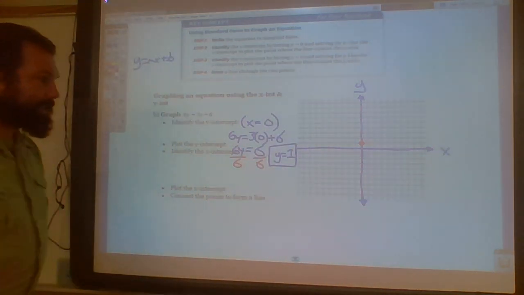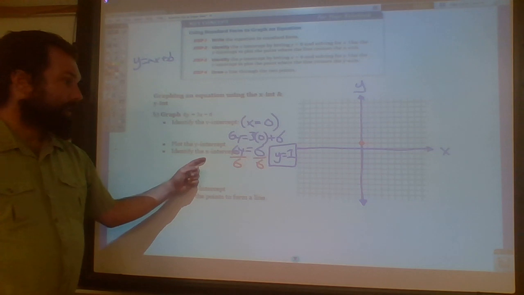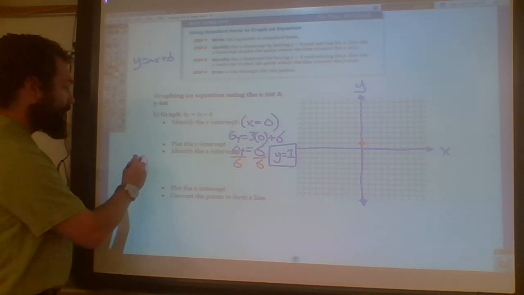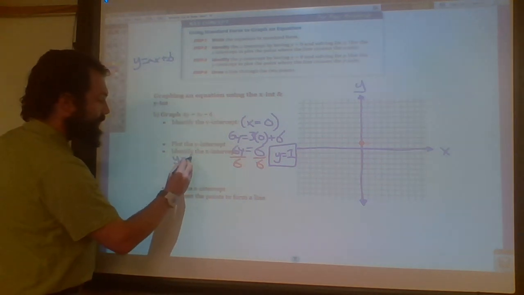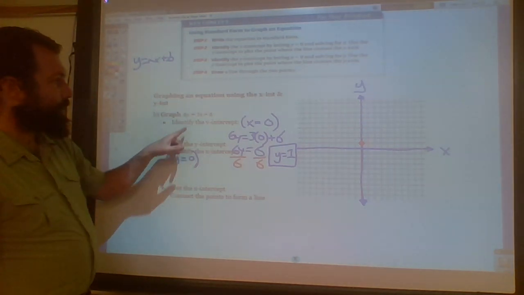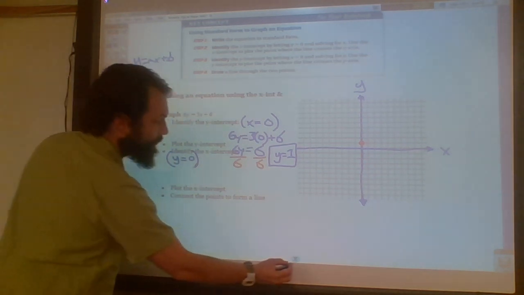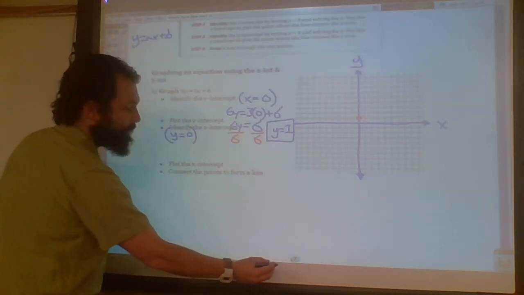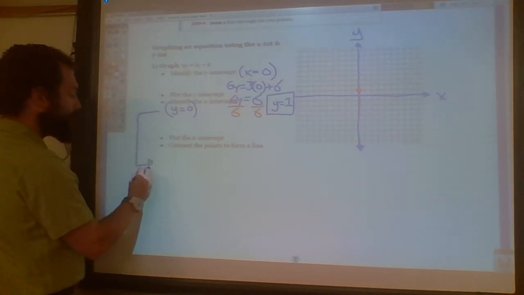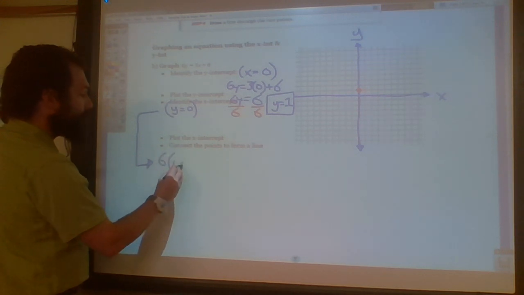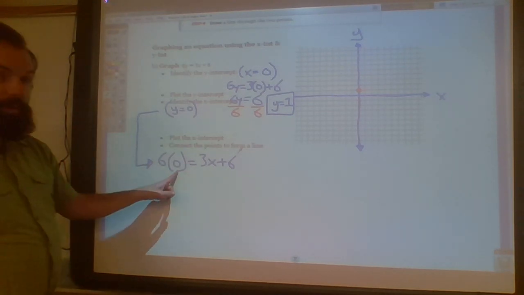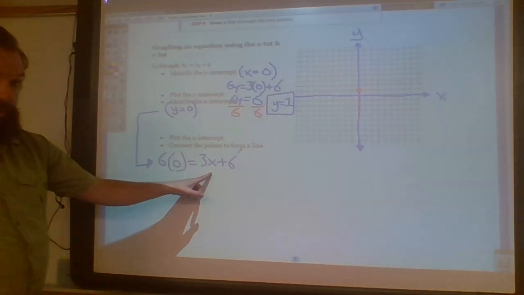And we're going to use the same idea to solve for the x-intercept. The x-intercept is always going to be on the x-axis. Therefore, I know when I'm looking for the x-intercept, my y value is going to be 0. So I'm going to plug in a 0 for y and solve for x. I'm going to do my work down here. 6 times 0 equals 3x plus 6. Substitute in for y. Now we're going to simplify and solve for x.